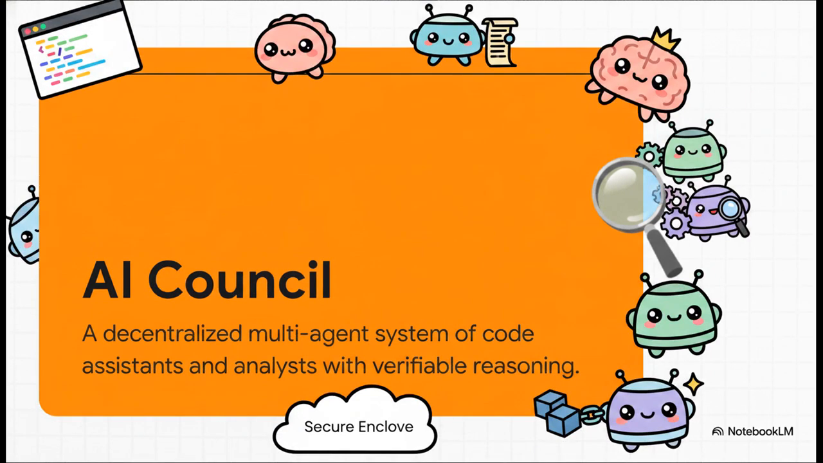Our third pillar is the AI Council. Now, this isn't just your standard run-of-the-mill single chatbot. It's actually a decentralized, multi-agent system made up of specialized code and research assistants. Because it's running in a secure enclave, it gives you transparent, zero-knowledge verifiable answers. That is a massive, massive upgrade over standard AI assistants, especially when you're dealing with really sensitive multi-chain data.